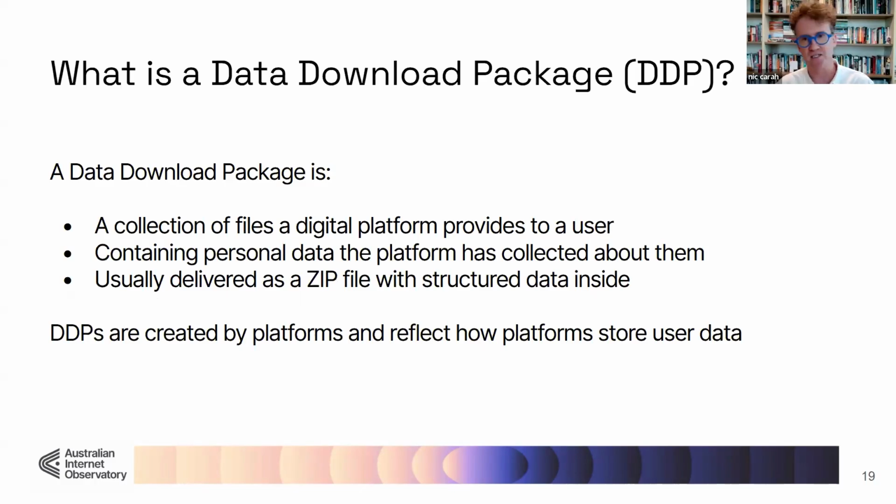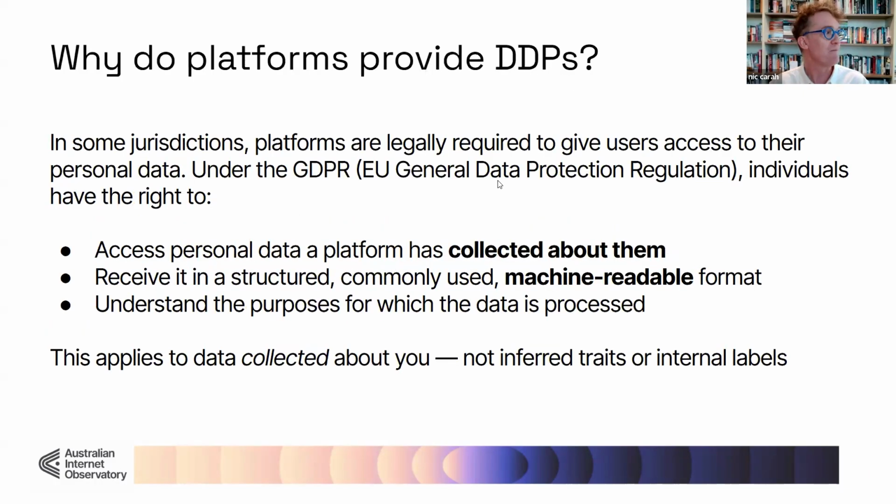So a data download package is basically a collection of files that a digital platform provides to a user and enables you as an individual to download and extract from the platform. And it contains personal information about you and your use of that platform. It's usually delivered as a zip file with structured data inside of varying kinds. The DDPs are created by platforms and reflect how those platforms choose to both store user data and then provide it to users. In some jurisdictions, platforms are legally required to give users access to their personal data.